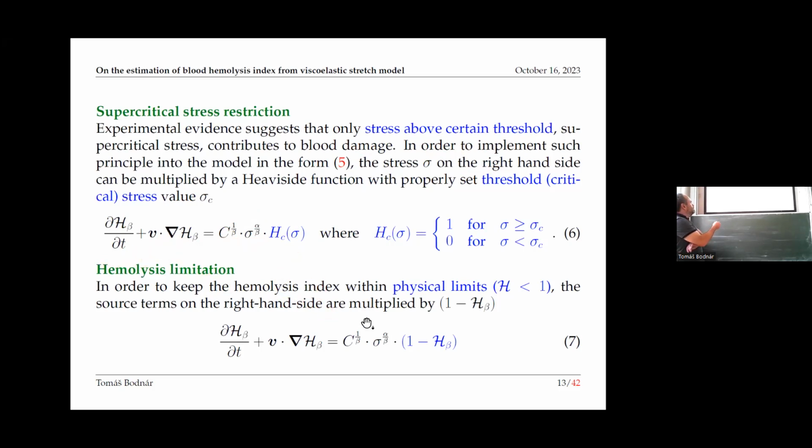So it will not contribute to the blood damage if the stress is too low, which is quite logical. The other modification is, let's say, less obvious.